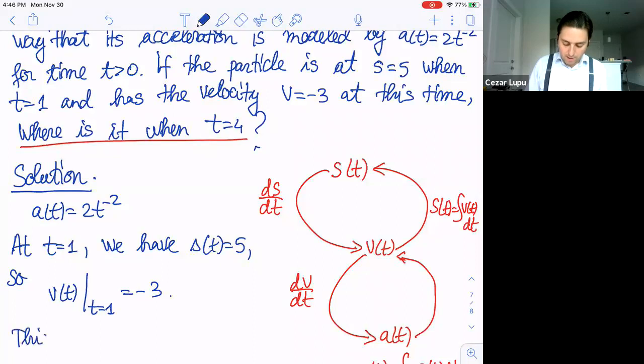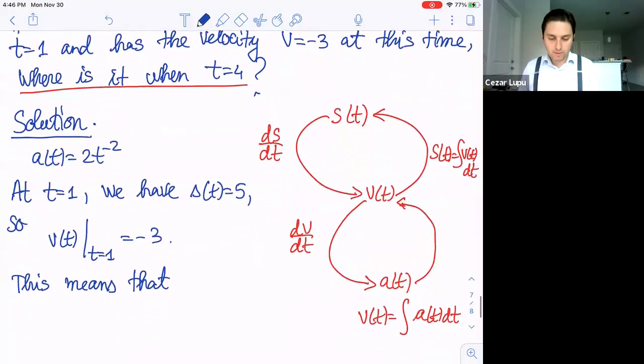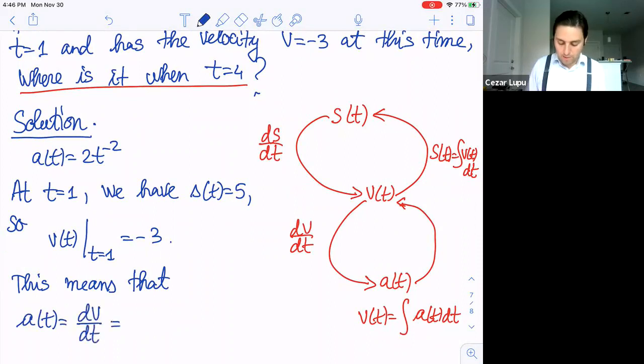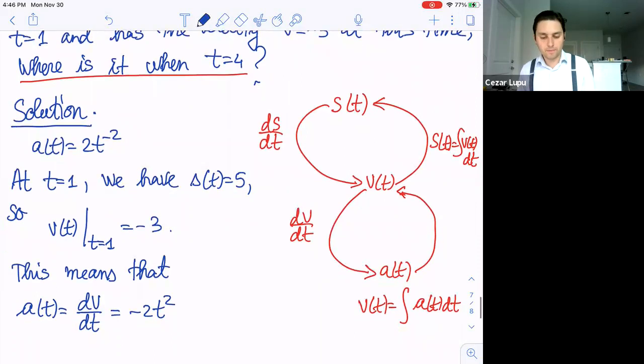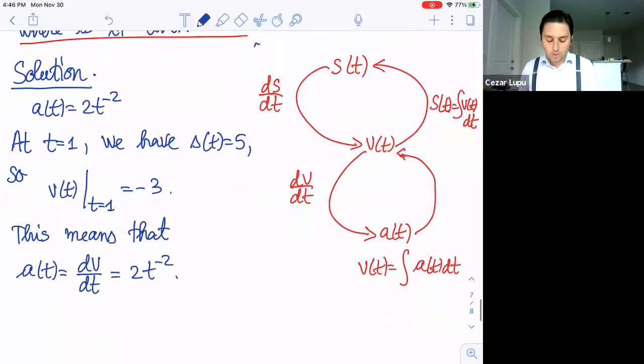Well, this means that the acceleration, which is the derivative of the velocity, so it's dv over dt, will be 2t to the negative 2. Sorry, what is it? So this is 2t to the -2. Okay.